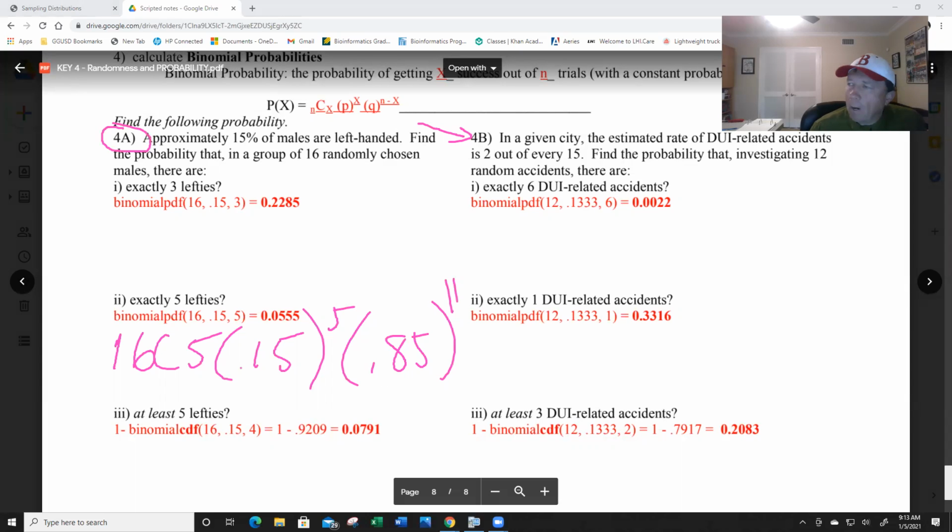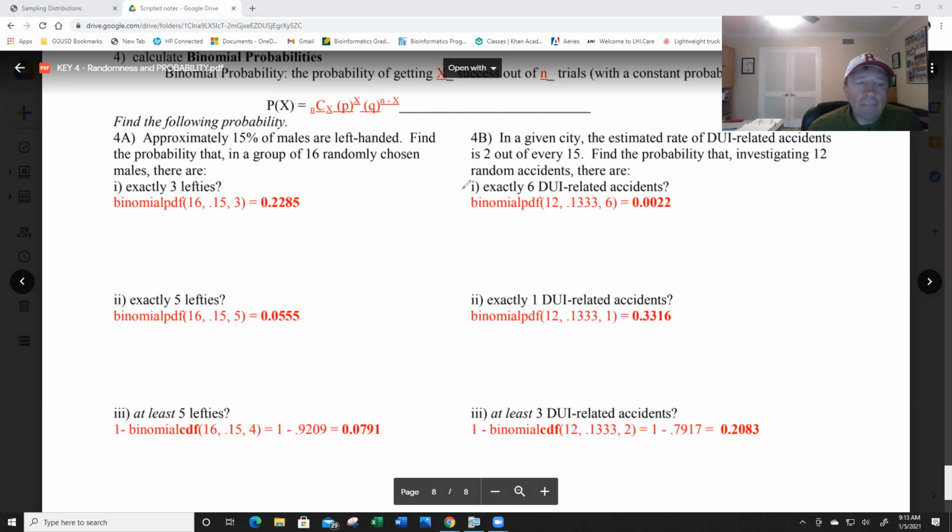Sound good? All right, so we're back to our lefty problem. Why did I do that? Yeah, some people's kids. Okay, so exactly 5 lefties. All right, let's try it. No big deal.